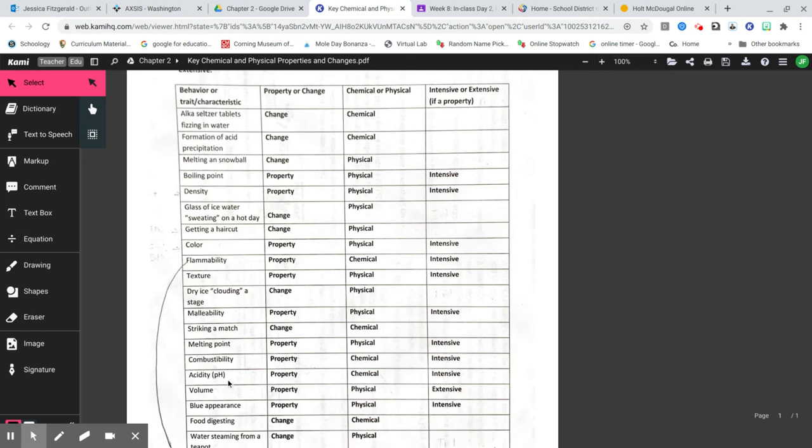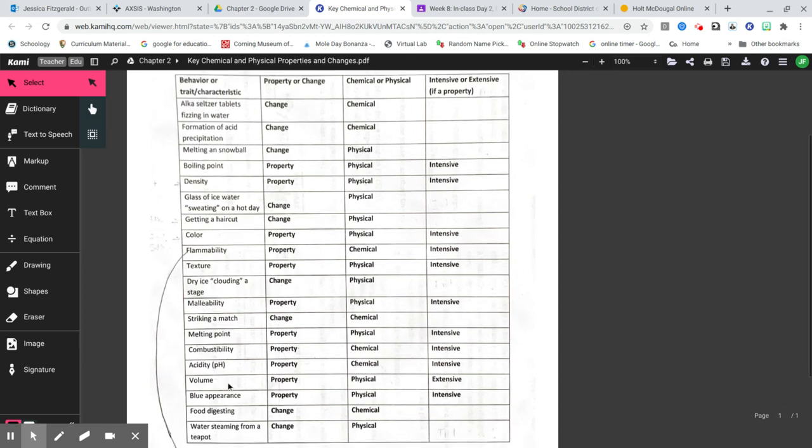Acidity or pH. This is one that you may not be familiar with. Remember, in nature, we can classify substances as acids, bases, or neutral. So, acidity is a property, it's chemical, and it's intensive. I won't have acidity on an assessment because we haven't really delved deep into it. So I'm not going to take too much more time describing it.